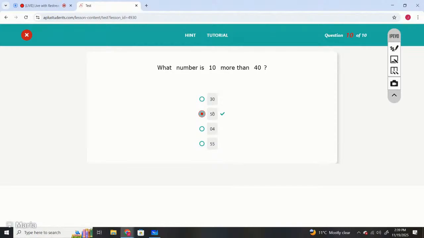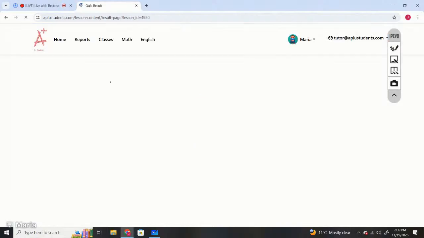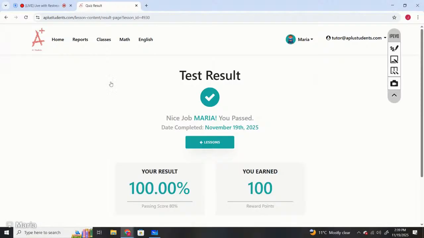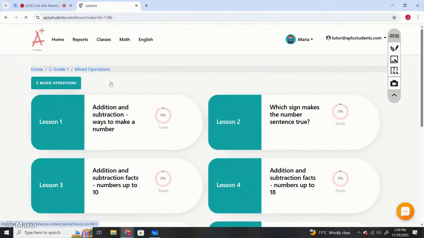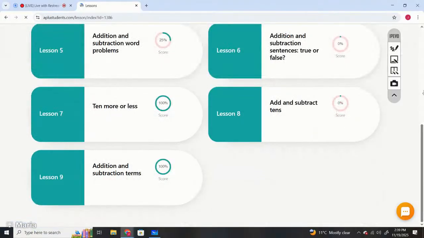Okay, we are done with the lesson. Let's just move on to the next lesson. The next lesson is add and subtract tens.